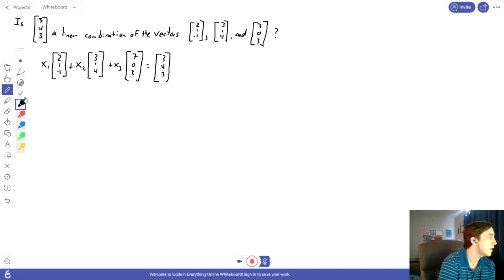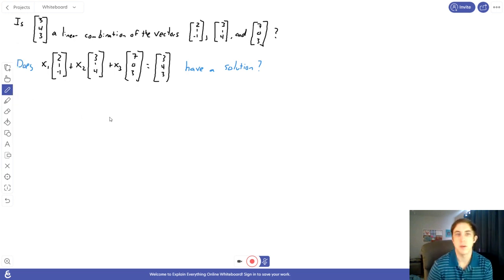So what we're really asking here is, does this vector equation have a solution? If it does, then we're able to build the vector (3, 4, 3) out of the other three, and if not, then we're unable to. All right, so we have a vector equation that we want to solve. We can think about this as a system of equations.